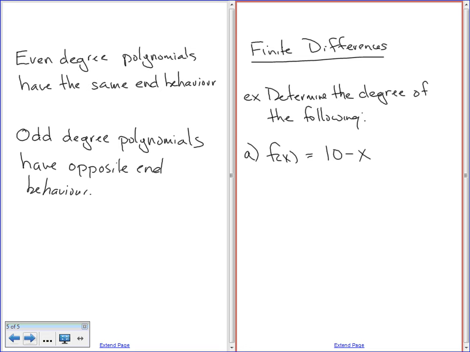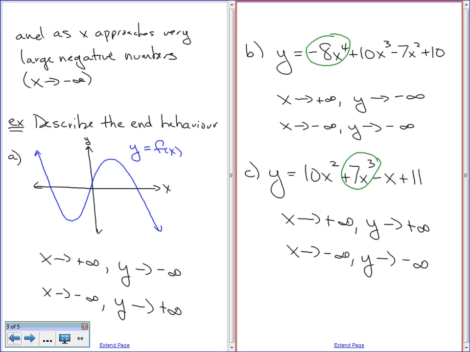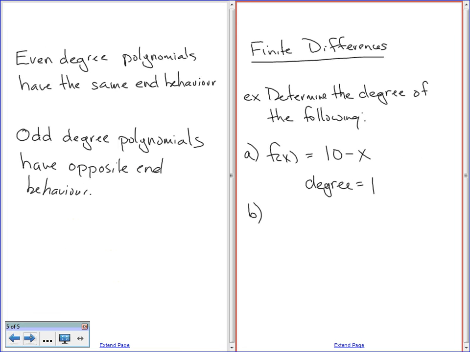Okay, so what's the degree of that polynomial? 1. Okay, because the exponent on the x is 1. And hopefully we all are able to identify the degree of any polynomial, right? So polynomial functions, right, all the exponents have to be positive whole numbers. Just look for the highest positive whole number, okay? So polynomial functions can be given to you as an equation, or an expression, sorry, or it can be given to you as a graph, or it can be given to you as a table of values.